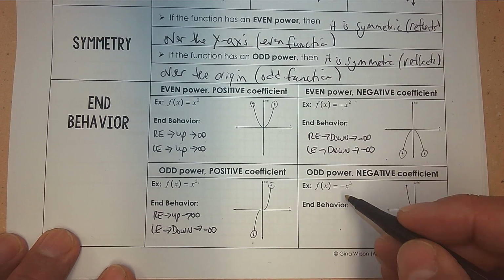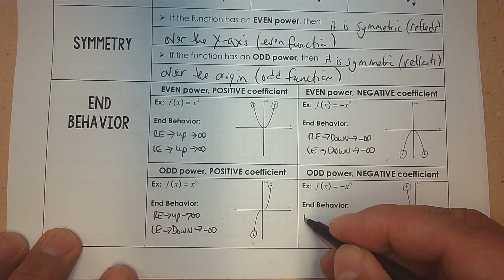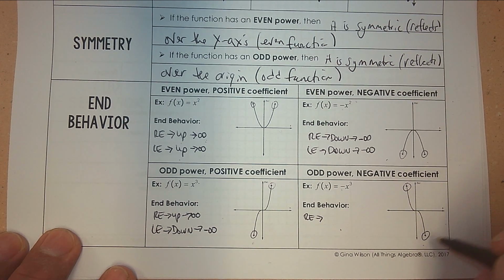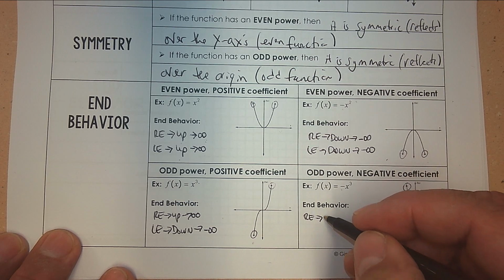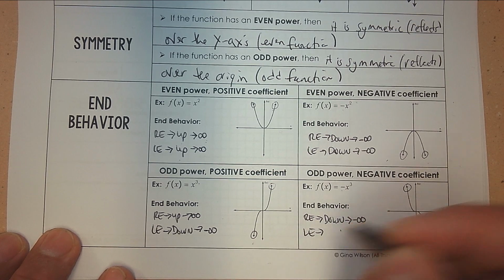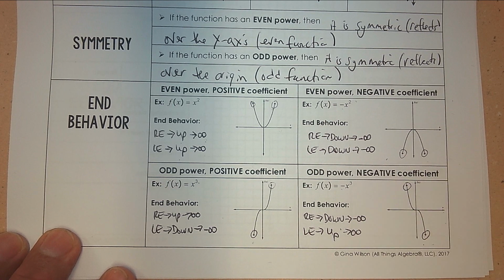What happens when you put a negative with an odd exponent? Well, it reflects and changes direction. So now instead of the right end going up, where's the right end going? Oh, it's down here. It got reflected down. So now the right end is going to negative infinity. The left end, what direction is it going? It's going up, so it's going to infinity.